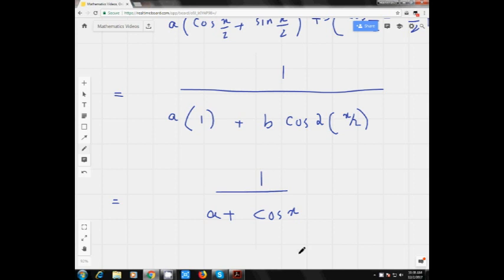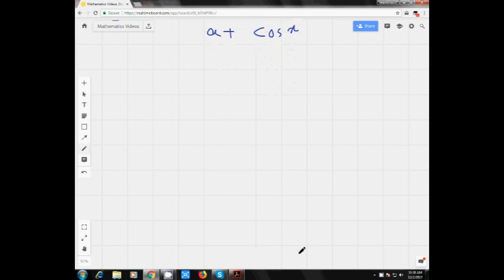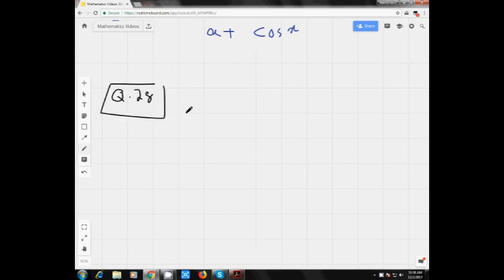Now we'll move to the next question. It is question number 28, and this question is also important from paper point of view. Question number 27 is very simple. I think that it can be done by yourself. Okay, I will solve it in this question number 27.